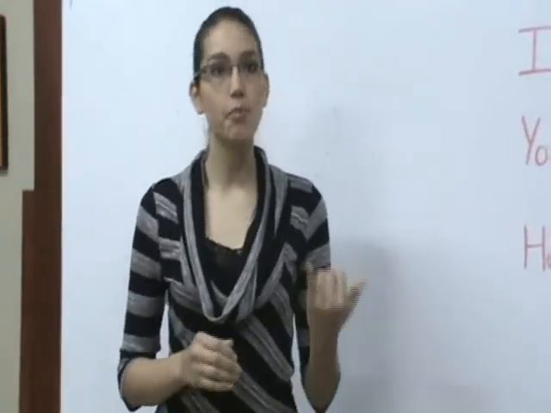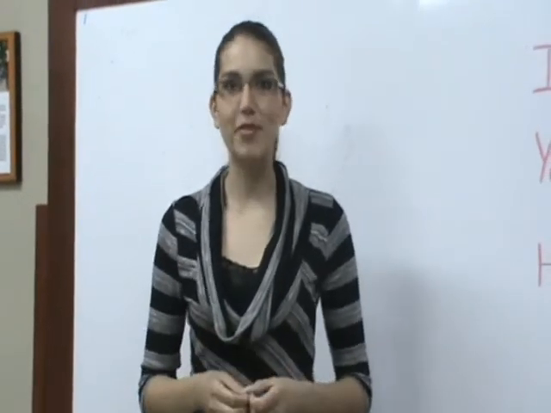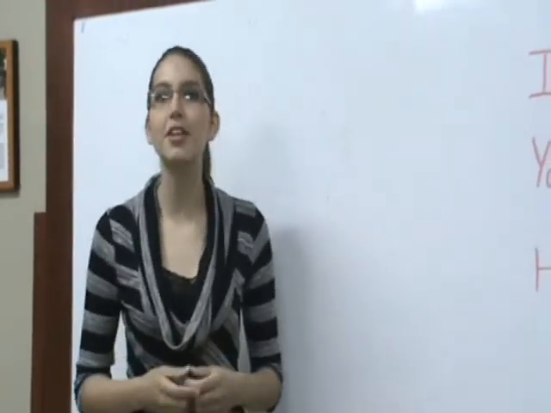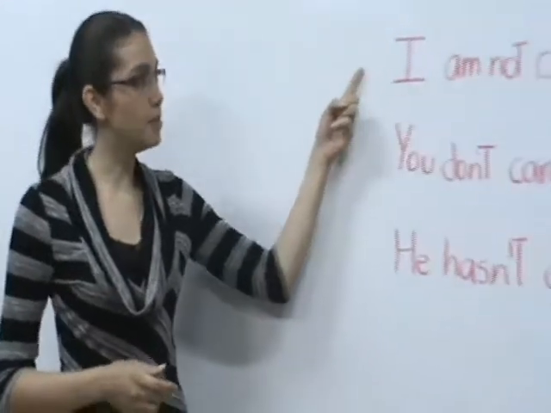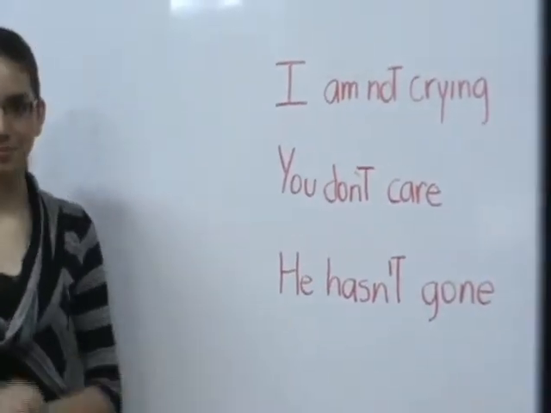Negative statements are usually formed with an auxiliary verb (be, do, or have) or a modal plus not, before the main verb. These are the examples: I'm not crying, you don't care, he hasn't gone.